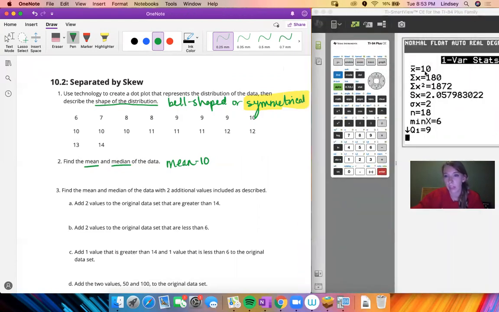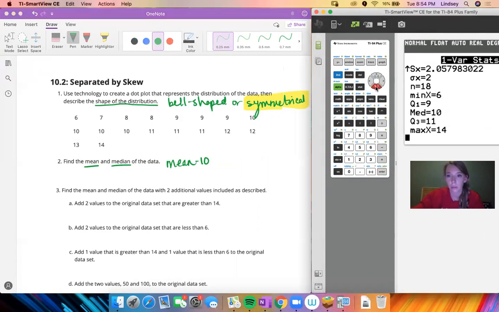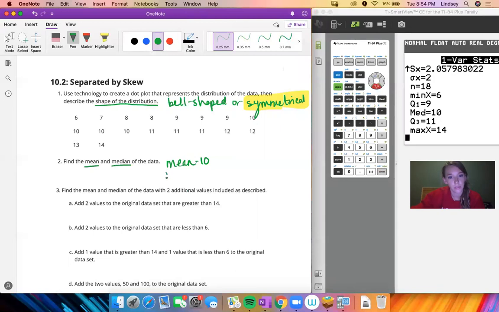A little X with the line over it was 10. We'll scroll down, and our median was also 10. Okay, so I want you to make a quick observation with me here. When our data is symmetrical, which is how it's starting out, this original data set is symmetrical, what do we know to be true about its mean and median?